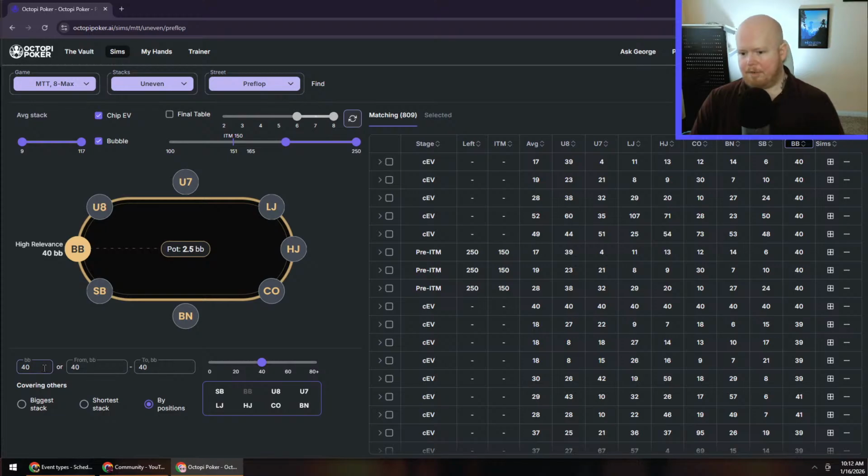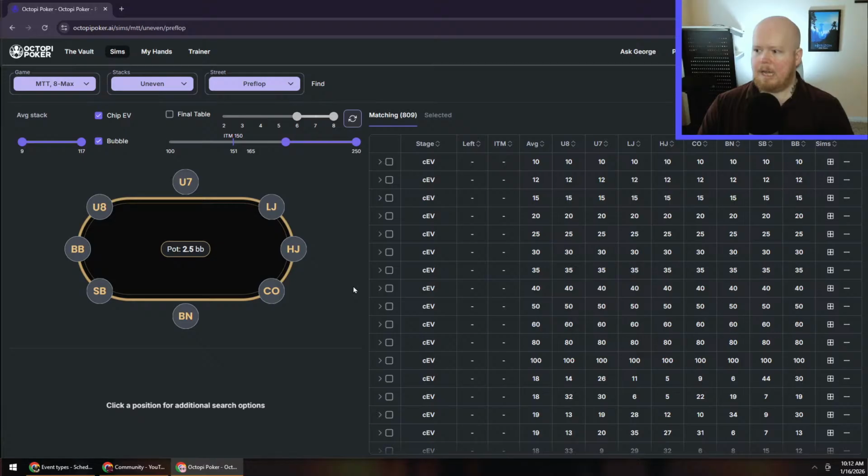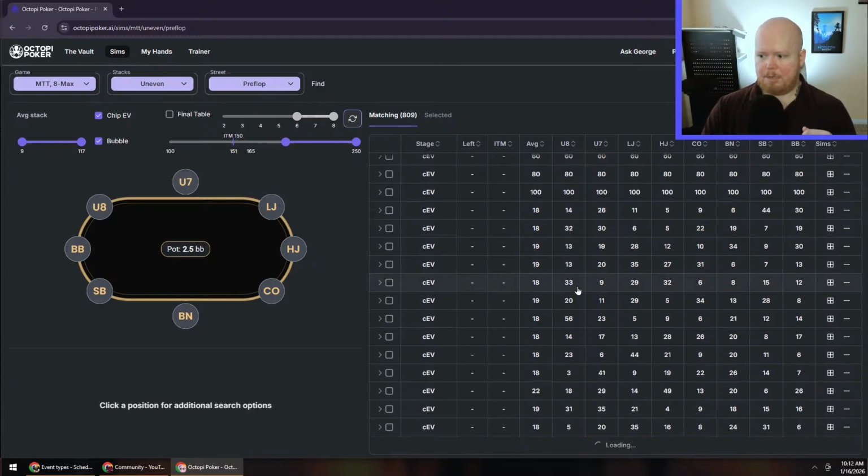I'm going to actually get rid of that with the big blind here because we don't need that. Oops, get rid of that. And so we're just going to basically take a look at some ChipEV comparisons with some of these low risk premium spots, right?